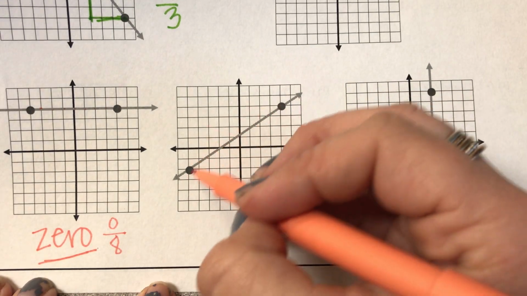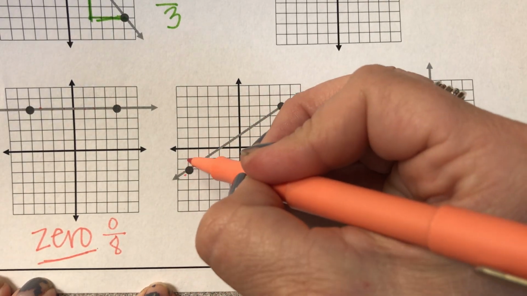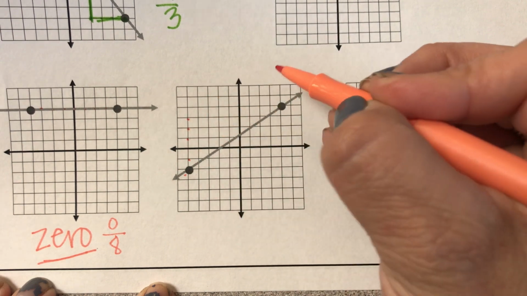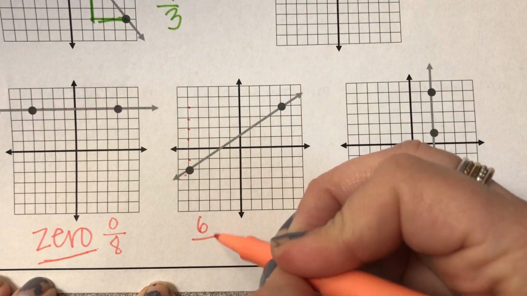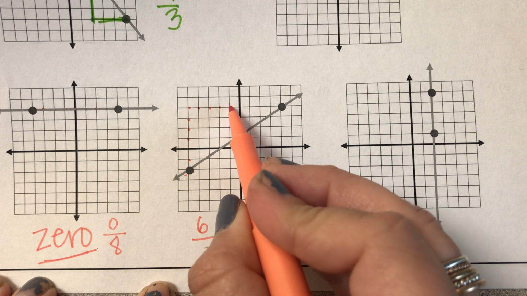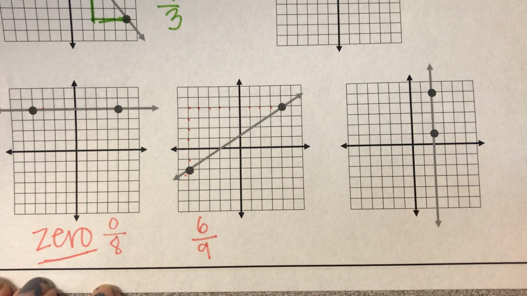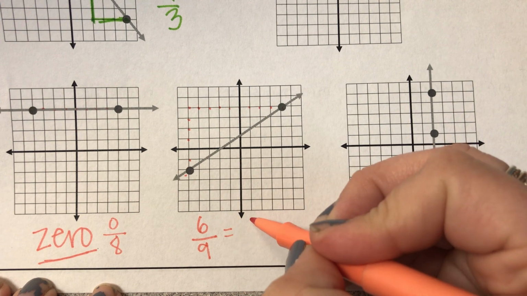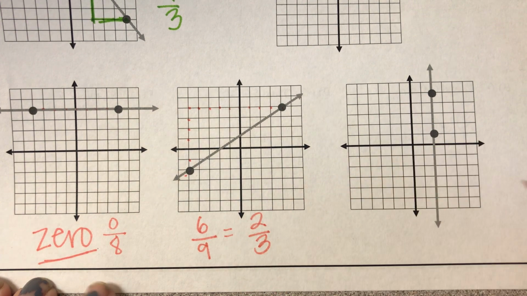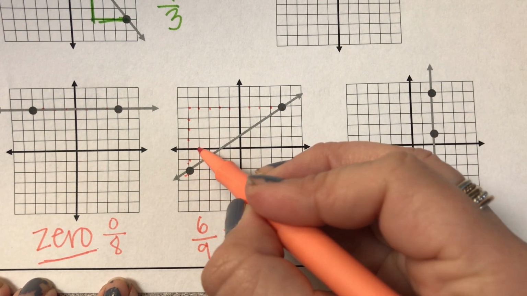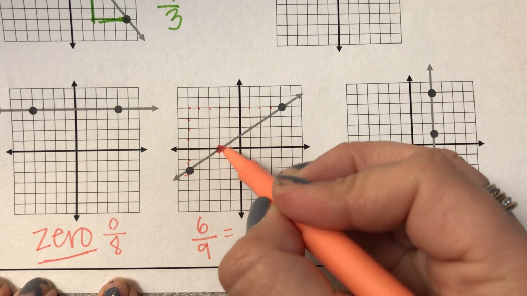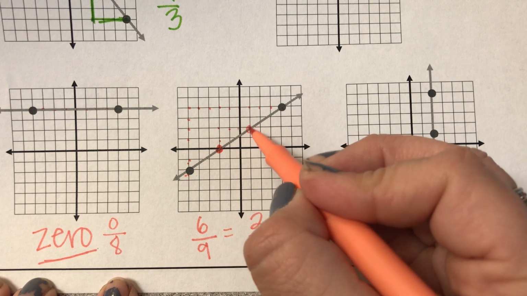Let's look at this one. Left to right, he's going to rise 1, 2, 3, 4, 5, 6. And he's going to run 1, 2, 3, 4, 5, 6, 7, 8, 9. What are 6 and 9 both divisible by? 3. So 2 over 3 is my slope. And watch this. Rise 2, run 3. Do a dot. Rise 2, run 3.